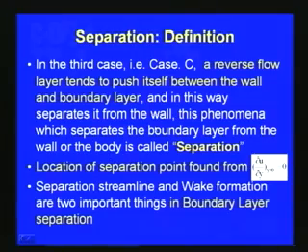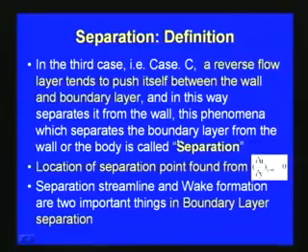So, these three cases I have presented here show how the variation takes place, and which is the most obvious case where the separation is immediately visible. In case C, the divergent flow, you can see that a reverse flow layer tends to push itself between the wall and the boundary layer, and then separation starts. This phenomenon, where the boundary layer separates from the wall or the body, is called boundary layer separation.